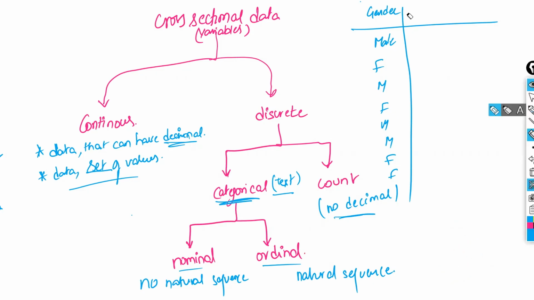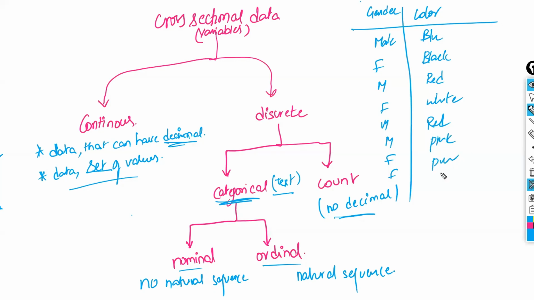Second example is color. Colors: blue, black, red, white, pink, purple, yellow, something like this. Now, is there any natural sequence between the categories inside it? Is blue color better than black color, or black color better than red color? There is no natural sequence between them. Between the categories, there is no natural sequence. Then it comes under nominal.